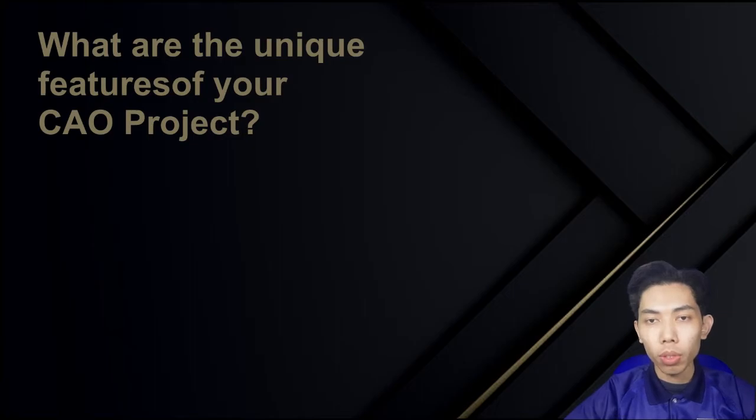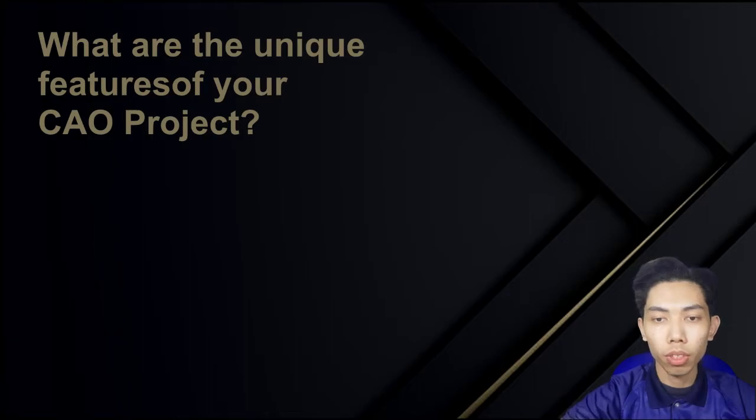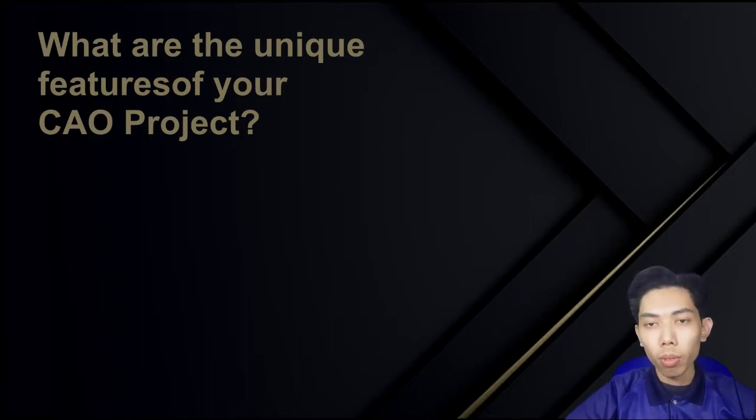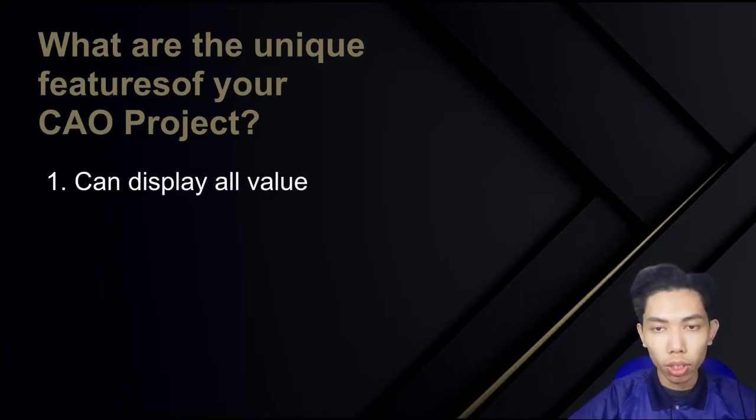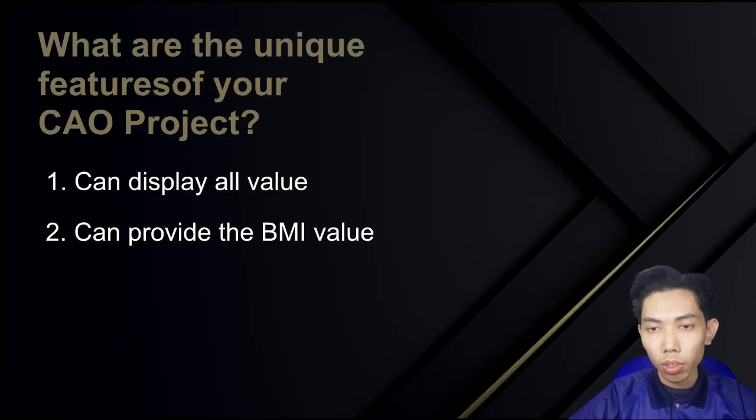Hello everyone. Today we will discuss the question and answer, and I will discuss question number 1, which is: what are the unique features of your CAO project? For our project, first, we display all the values for a user, not just the calories needed. So we also display the weight, the height, and the BMI. Number 2 is the program also provides the BMI value as a reference for the user. So the user does not need to calculate the BMI value.